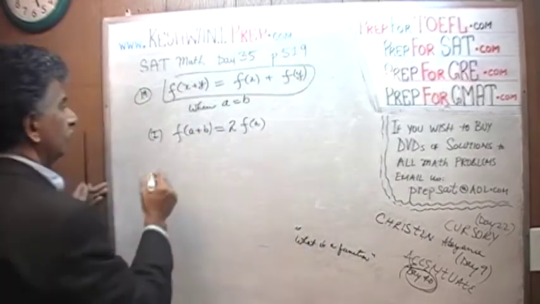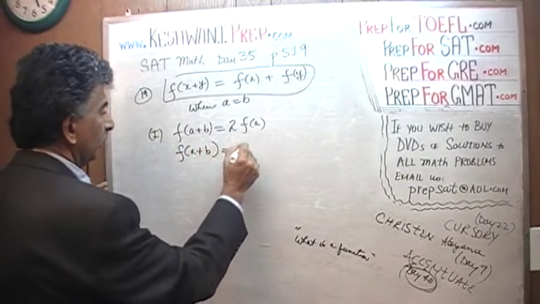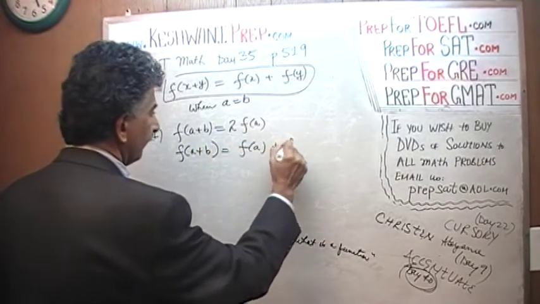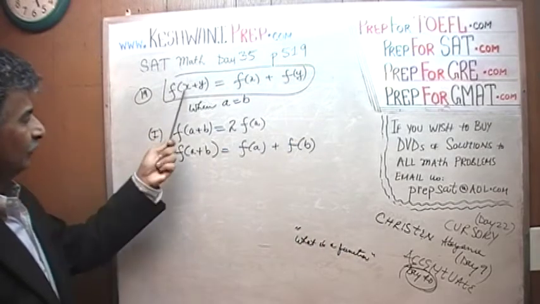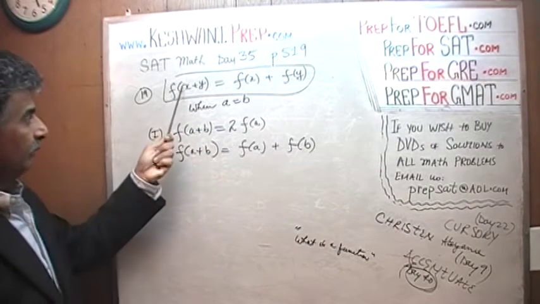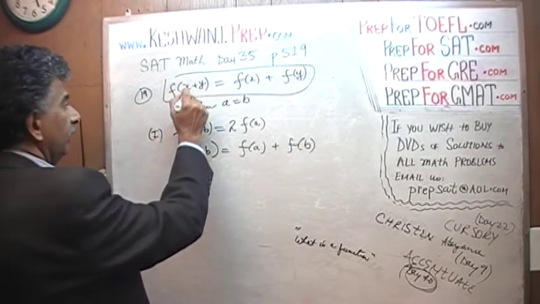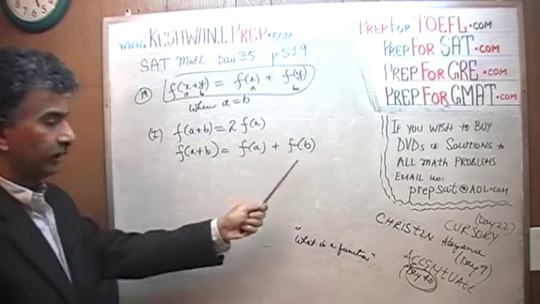We are told this holds true, which means f of a plus b must equal f of a plus f of b. Right here, you just replace x with a and y with b. In place of x, we write down a, and in place of y, we write down b, and here we have it. That's all we are doing here.